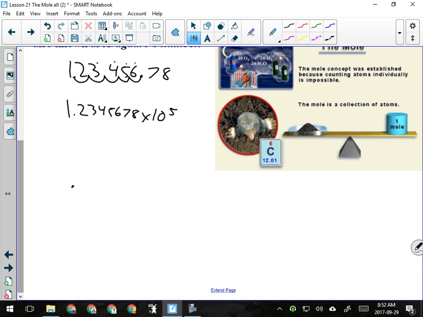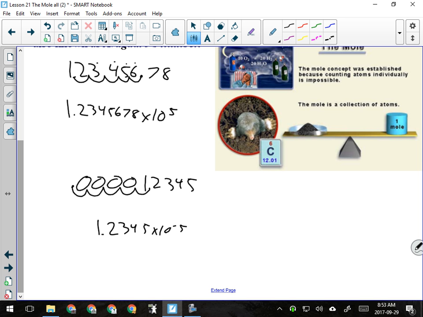Okay, if I've got 0.00012345 and I want to put that into scientific notation, I need to move the decimal to the right. So that's going to be 1, 2, 3, 4, 5 spots. But now instead of being 10 to the 5, it's going to be 10 to the negative 5. So this will be 1.2345 times 10 to the negative 5. The exponent is how many spots I had to move the decimal.